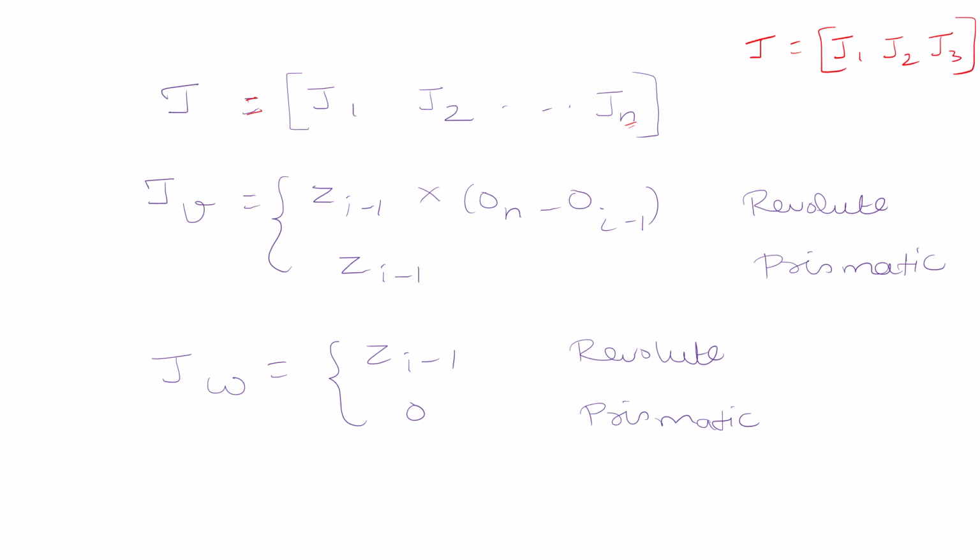Each column of the Jacobian has a linear Jacobian component and an angular Jacobian component. The formula to derive the linear Jacobian component depends on whether the joint is revolute or prismatic. If it is revolute, we use the cross product of Zi minus 1 and On minus Oi minus 1. If it is a prismatic joint, the linear Jacobian component is Zi minus 1. For the angular Jacobian component, for revolute joints it is Zi minus 1, and for prismatic joints it is 0.